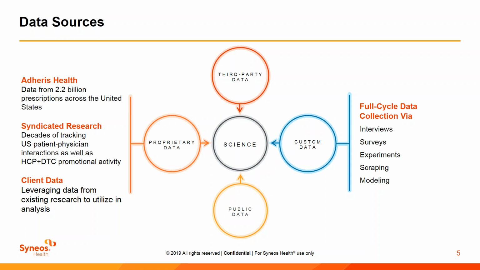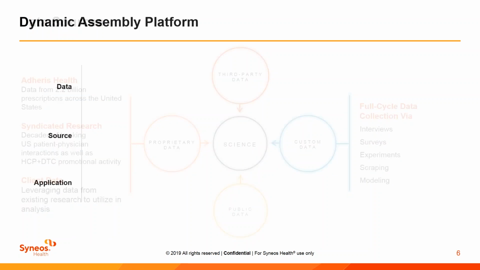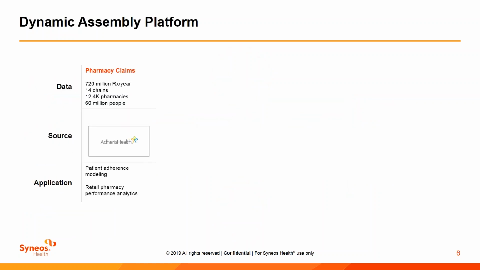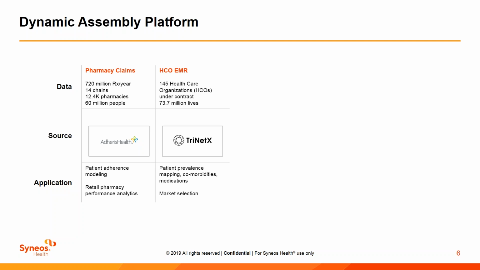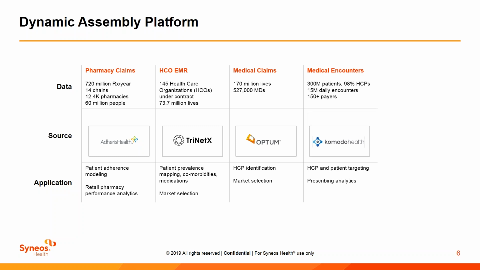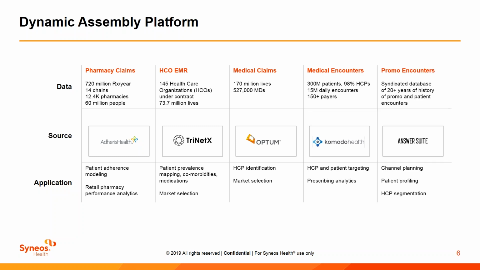So now that we have a little bit of an overview of what data sources we go to, on the next slide, you'll see a breakdown of the 5 sources that we go to most often, called our dynamic assembly platform. Our first, on the left, I'll go from left to right, is our Adheres Health company, looking at pharmacy claims, over 14 different chains, over 12,000 different pharmacies within there, covering 60 million people.